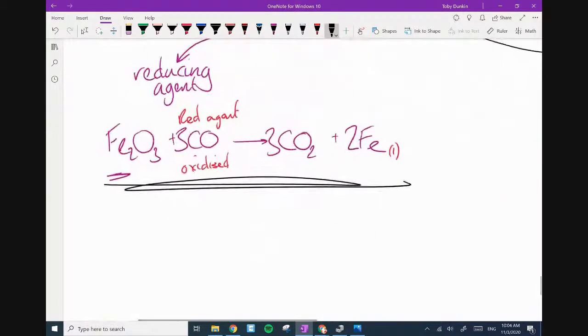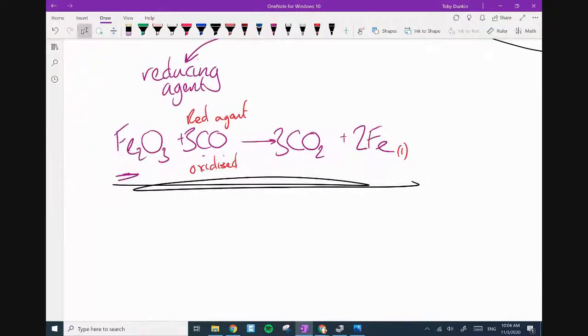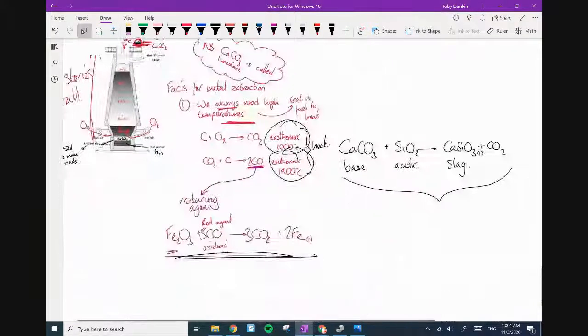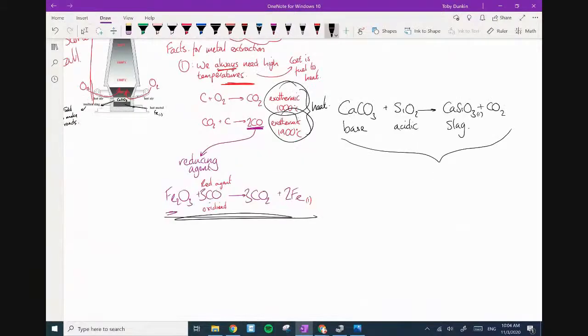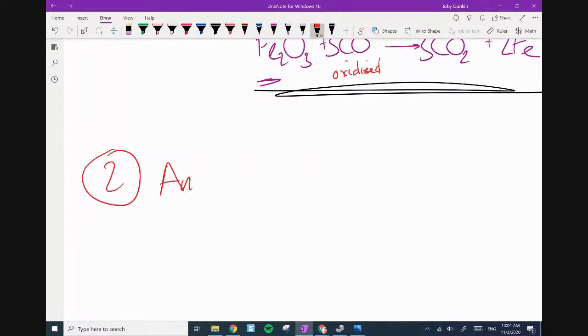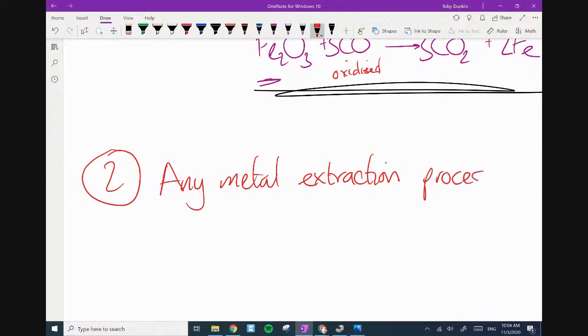By the way, another fact, any metal extraction reactions, this is fact number 2. Fact 2 is any metal extraction process is called a reduction.